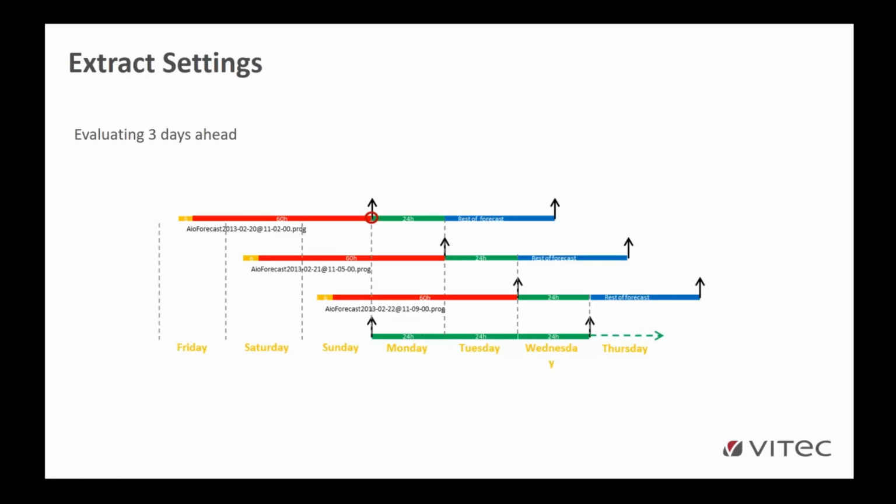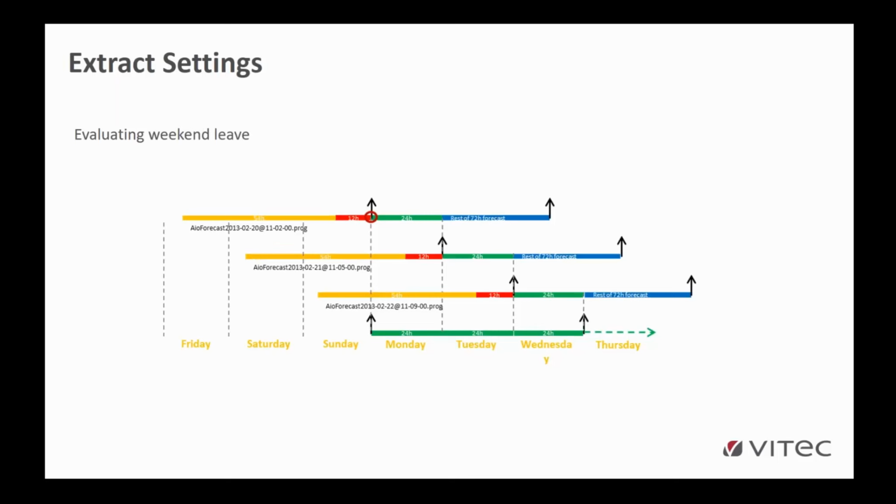So by expanding the hours to ignore, you can set the evaluation to 2 days ahead, 3 days ahead, and so on. So this way it's really easy to specify which time horizon you are interested in. Or if you want to evaluate weekend leave, for example.